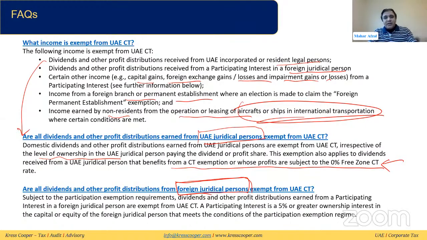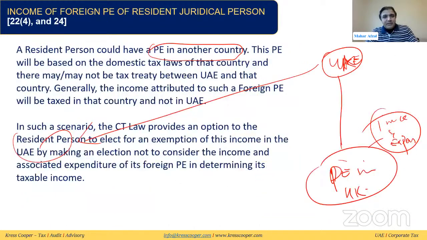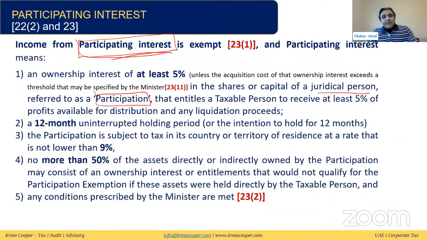One thing I just wanted to highlight, I think I forgot to highlight it. It was in our first thing. This 5% exemption limit can be reduced as well. Basically, the minister can reduce that unless the acquisition cost of the ownership interest exceeds the threshold that may be specified by the minister. The minister can specify the threshold, and if this acquisition cost is more than the threshold, but the holding is still less than 5%, it can be considered a qualifying interest. It will be assumed that this condition has been met.